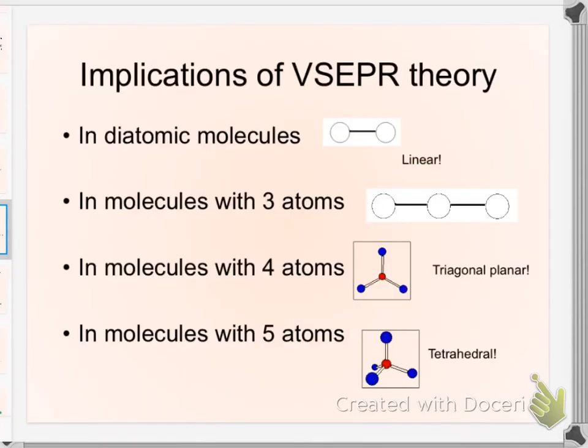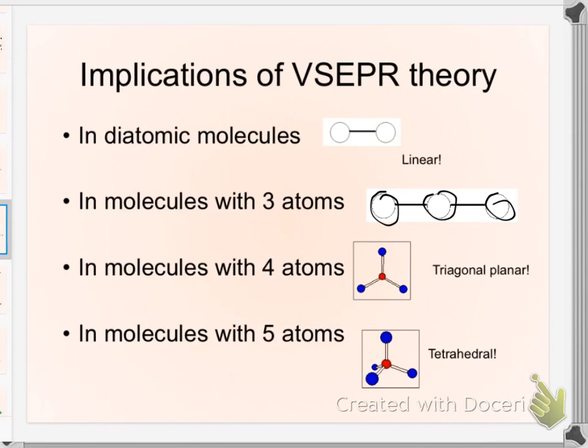Okay. Because these things are repelling one another and getting as far apart from other nuclei and from other electron orbitals as possible, if you just have 2 things, the farthest they can be apart from one another is a straight line. And that's what they're going to do. If you've got 3 atoms, they're going to do the same thing. They're going to be in a straight line from one another because that's as far apart as they can get.